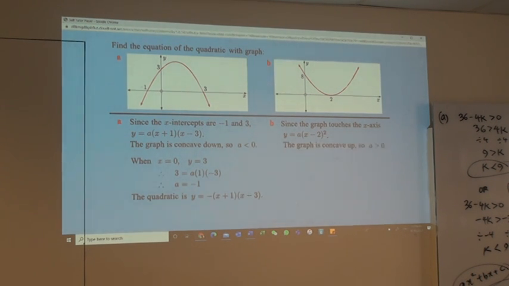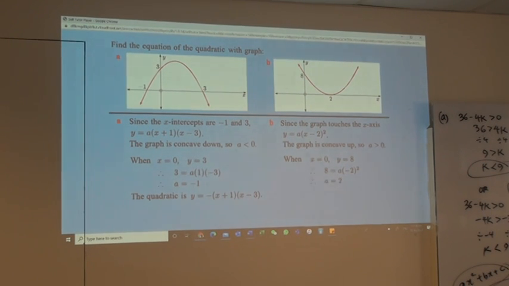To find the exact value of a, we use the y-intercept. Since the y-intercept is 8, the point (0, 8) lies on the graph. We substitute x equals 0 and y equals 8 into the equation and simplify to find a equals 2. We now have the equation of the quadratic.